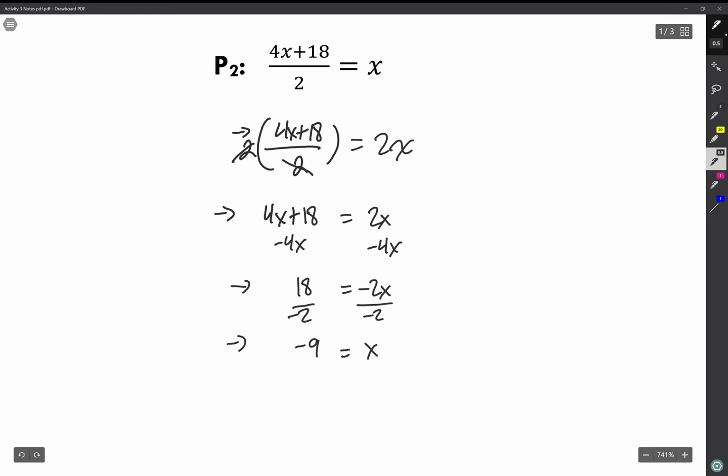But remember, I want my x on the left side. And we'll get used to doing this. I want my x on the left side when we do these algebraic proofs. So my last step will be x is just equal to negative 9. Alright, so let's write down these steps. Write down the properties, excuse me.